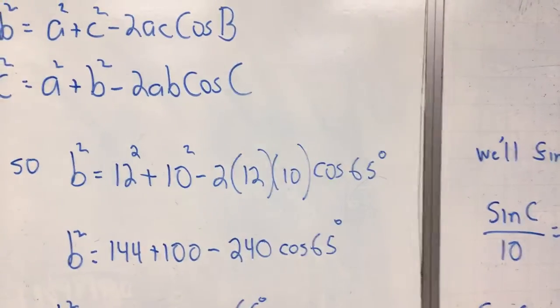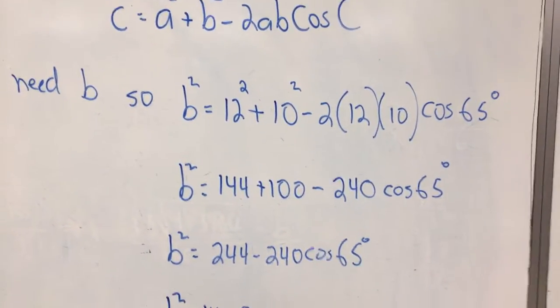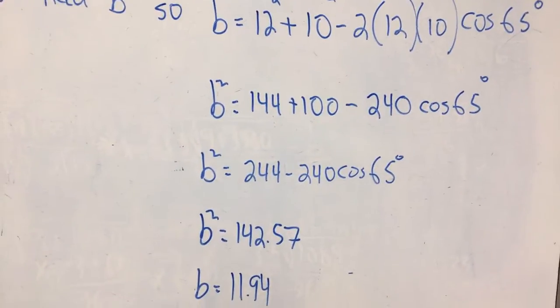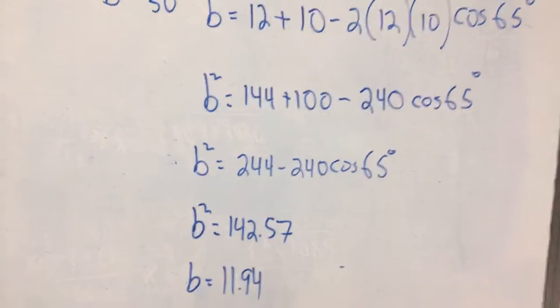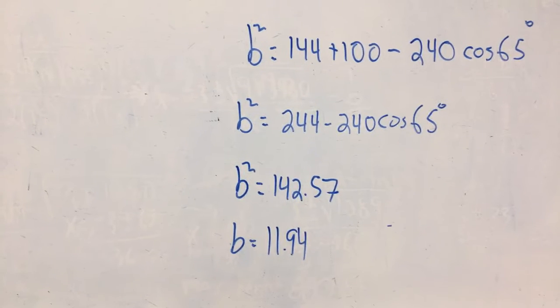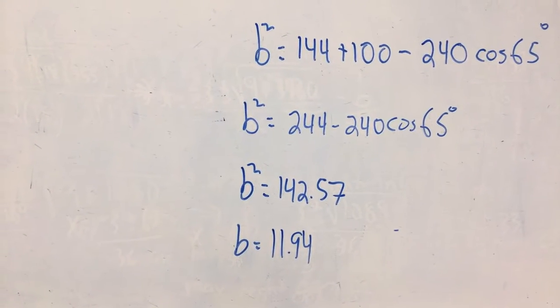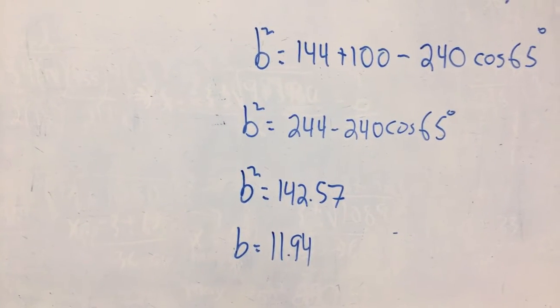Okay, take the cosine of 65, do a little algebra, combine some like terms, and B squared is equal to 142.57, and B is equal to 11.94. All right, that's all calculator work. You should definitely know how to do that. Now I know the length of all 3 sides and the measure of one angle.